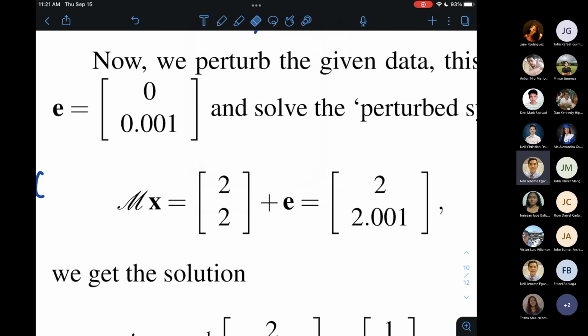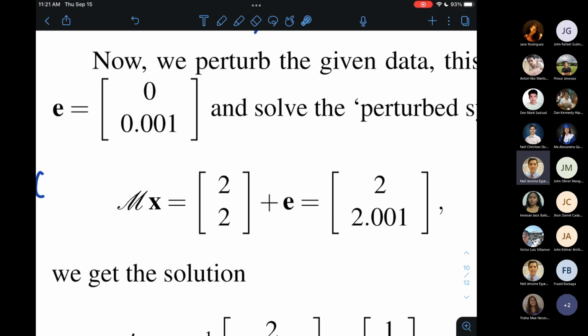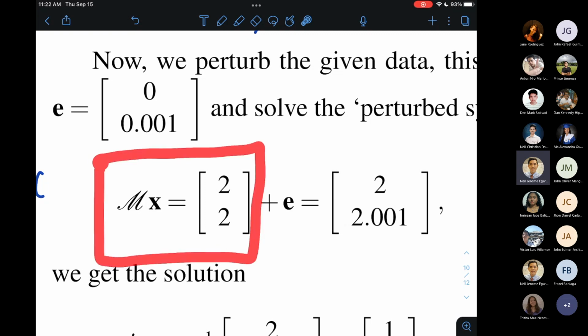Okay? So nangyari, instead na isolve ko to, this is the original inverse problem. MX equals 2,2. Titingnan ko ngayon, di ba? Tinitingnan natin ay epekto dun sa solution. Ang ginagawa ko ay forward problem. Inverse problem na nga pala tayo. So ito yung data. Ito yung papalitan. Ito yung dadagdagan ko ng noise. Right? Remember, the original inverse problem is this guy. Solve MX equals 2,2. But we are adding noise to the data.